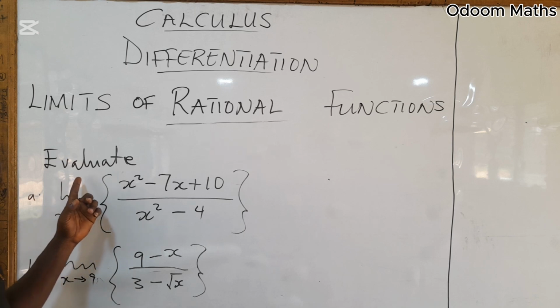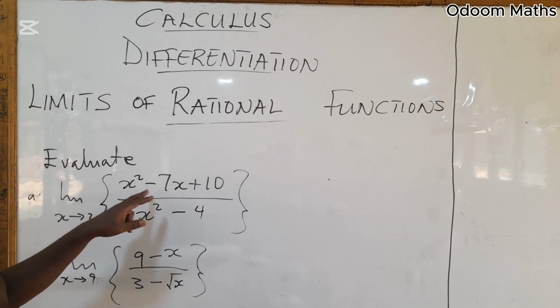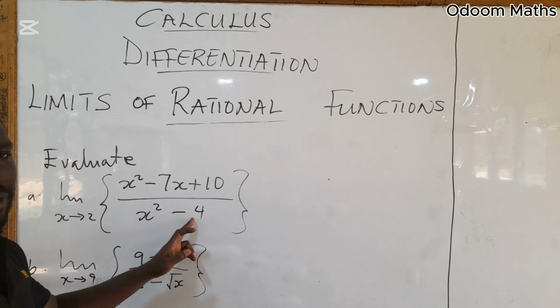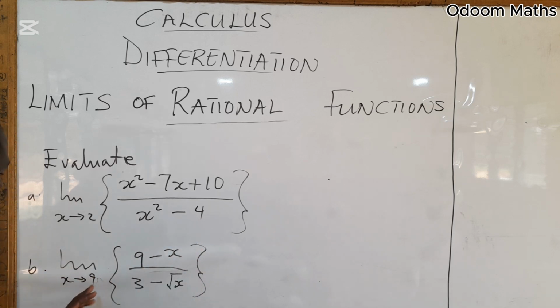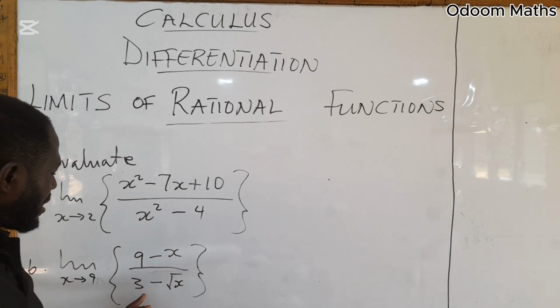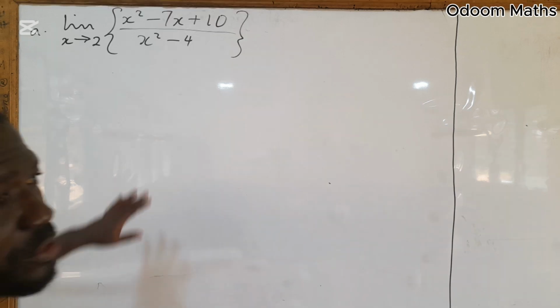The first one, we are told to evaluate: a, limits as x approaches 2 of x squared minus 7x plus 10 all over x squared minus 4. And then b, limits as x approaches 9 of this function, 9 minus x over 3 minus root x. Okay, so let's take them one after the other. So let's look at the first one.